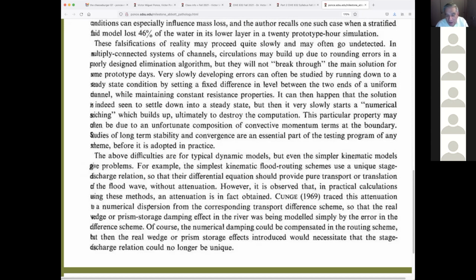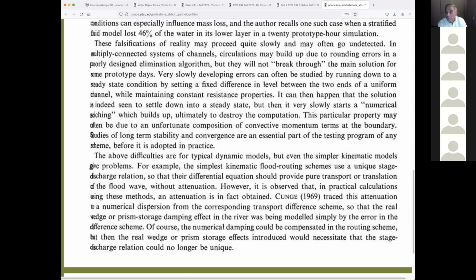Of course, the numerical damping could be compensated in the routing scheme. That's exactly what we do. Okay, but the real wedge or prism storage effects would necessitate that the state-discharge relation could no longer be unique. That is true, though. That is true.